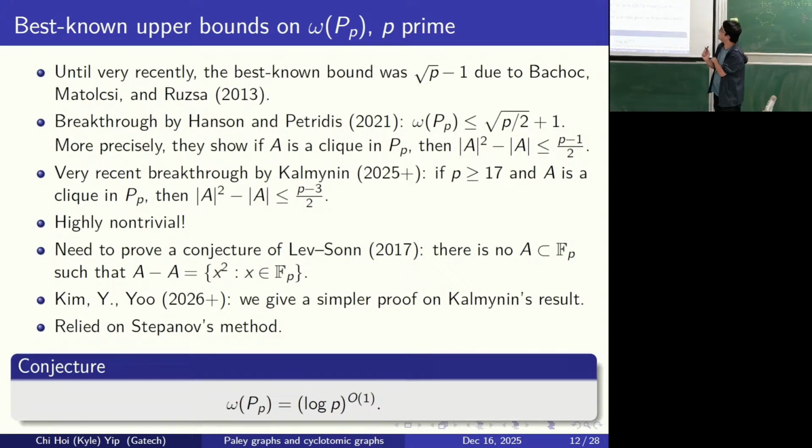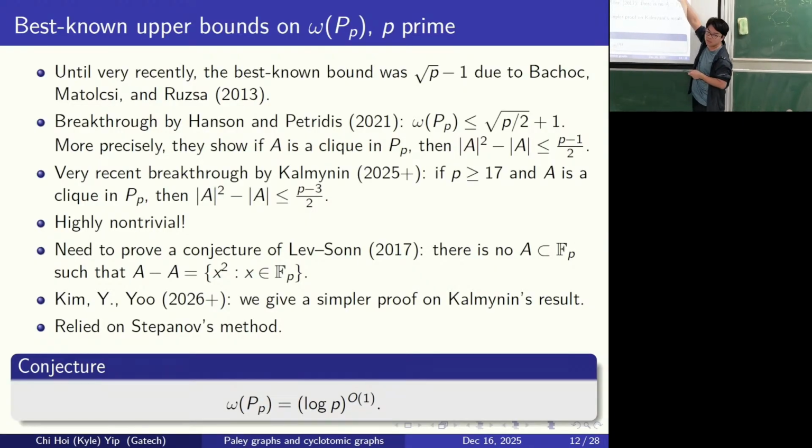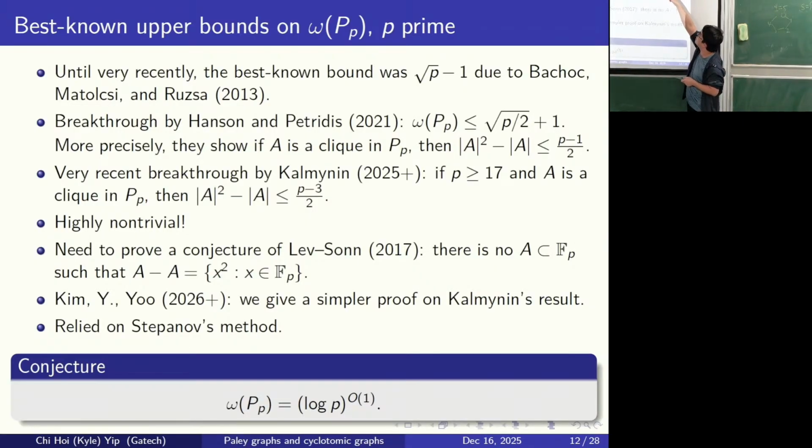Then I guess 5 years ago there was a breakthrough by Hanson and Petridis, where they improved the bound by a multiplicative factor. They improved that to square root of p over 2 essentially. More precisely, they show that if A is a clique, then |A|^2 minus |A| is at most (p minus 1) over 2. If you solve this quadratic equation, you get this square root of p over 2 plus 1 bound.